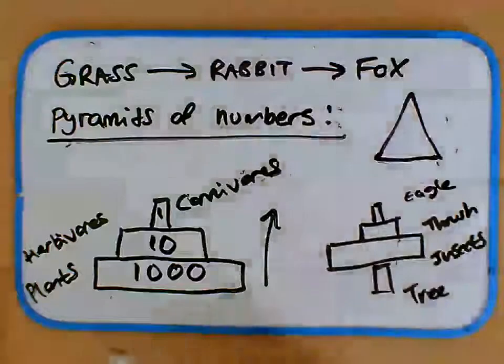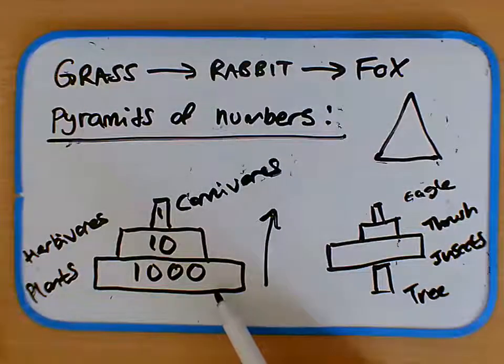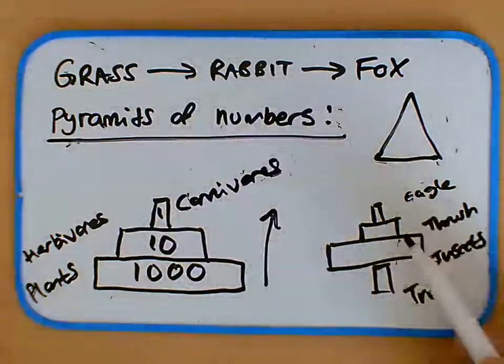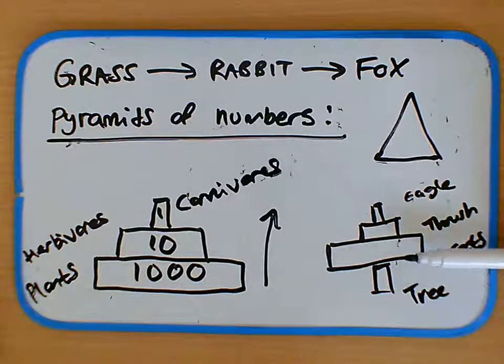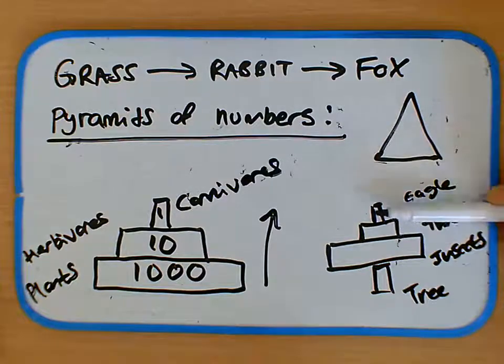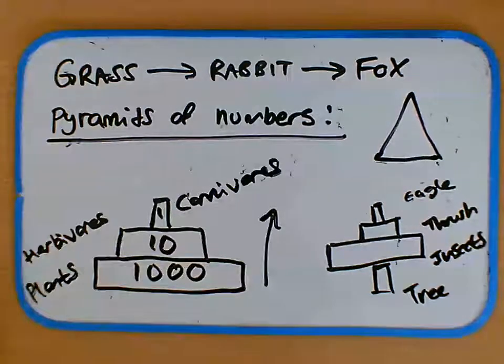So be careful with these. Not all look like a pyramid, like this one. Some can be a little bit different, but if you just order them in the same way, plant at the bottom, herbivore, and then we move our way up to the carnivores, you'll have no problems.